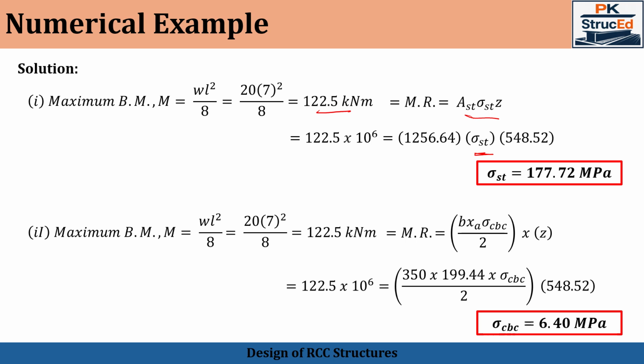So these calculated stresses in concrete and steel are then compared with the permissible values. In this case, you can see sigma st is less than 190 megapascal, the maximum permissible, and sigma cbc is less than 7 megapascal, the maximum permissible stress for concrete. If the stresses are within the permissible limits, the section is considered safe under the given loading condition. So this example demonstrates how the working stress method is used to check the safety of existing RCC sections.